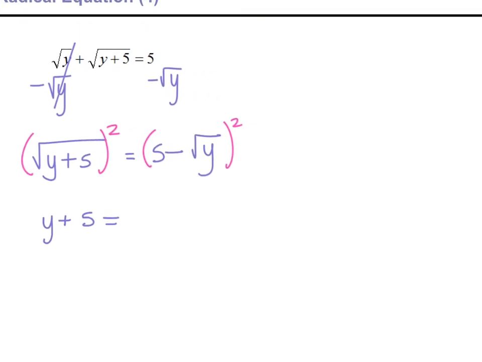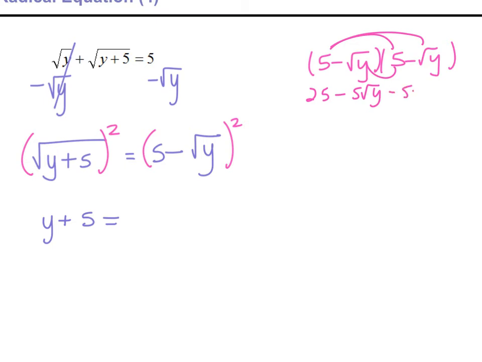On the right, we're squaring a binomial, so we have to multiply that out. 5 minus the square root of y times 5 minus the square root of y. These are not conjugates because the signs are the same, so we do have to actually FOIL this out. We get 25 minus 5 square roots of y minus 5 square roots of y plus y. Alright, so like terms, we can put those in the middle together, so we have 25 minus 10 square roots of y plus y.